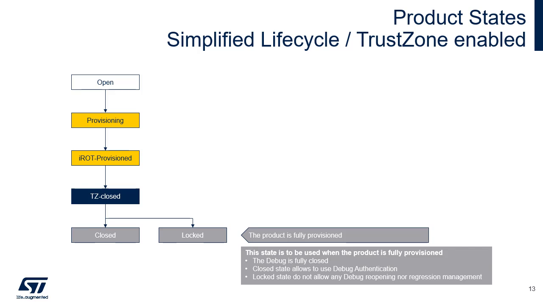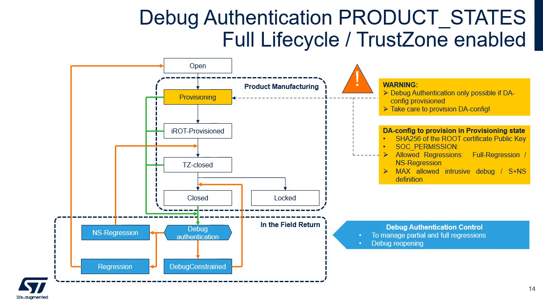If debug unlock policy is set to locked, no regression is accepted. Debug authentication is fully deactivated in locked state. It means neither regression nor debug opening are possible. In this figure, all states are represented, including the ones associated with field return. ST debug authentication manages the debug authentication control feature, allowing to control the debug reopening and regressions of the product for after sales of it.